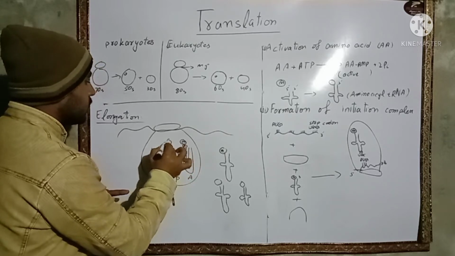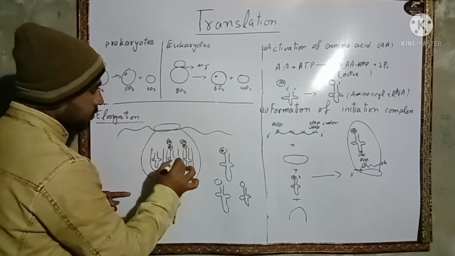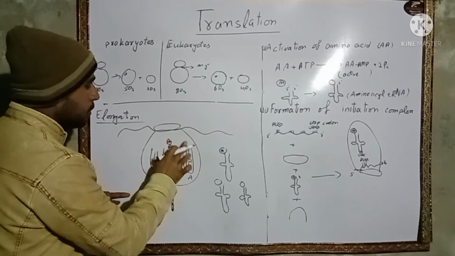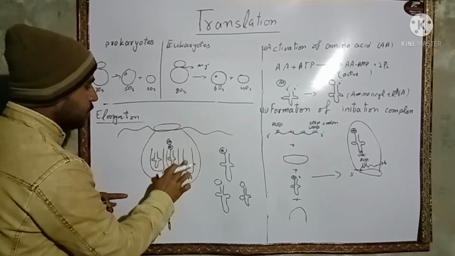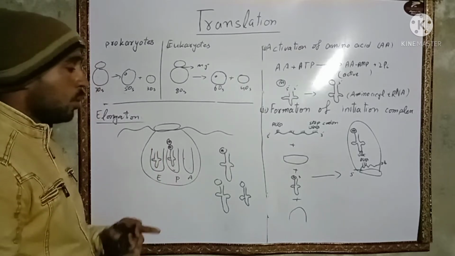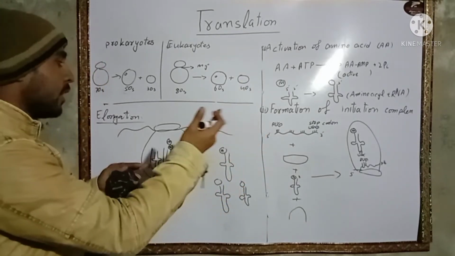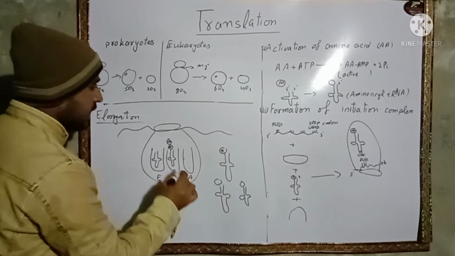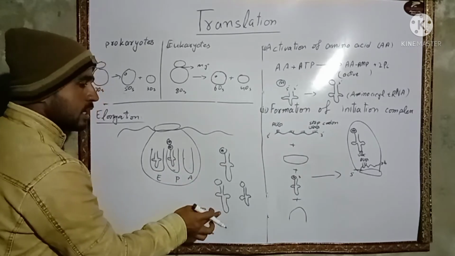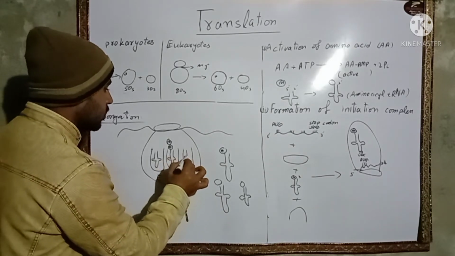Alanine, methionine. Here it will be removed because it enters into the P site. Now a new aminoacyl transfer RNA enters into the A site like this. Suppose this aminoacyl transfer RNA enters.